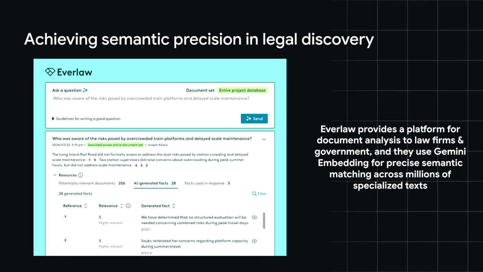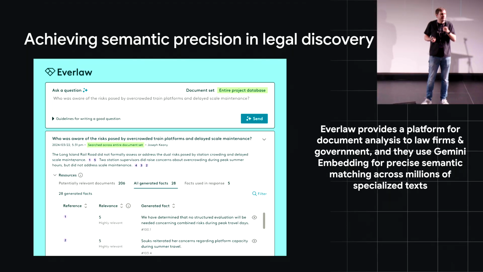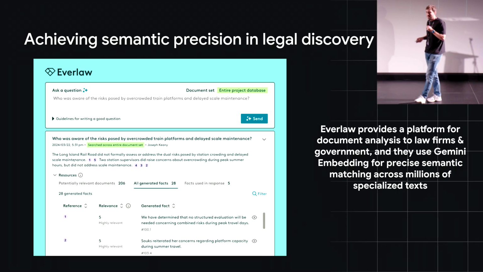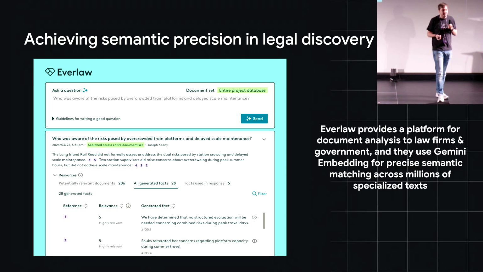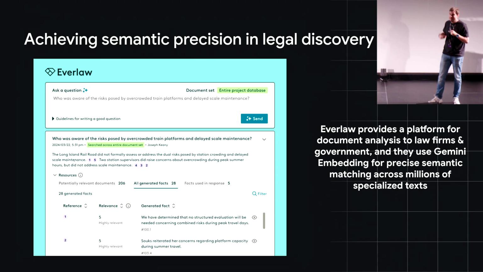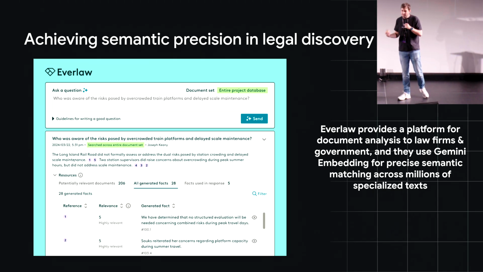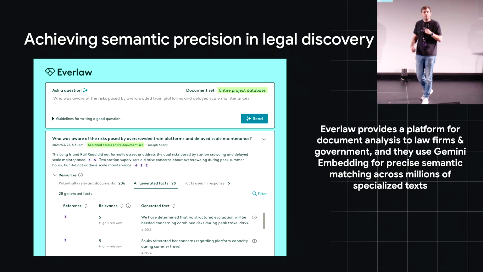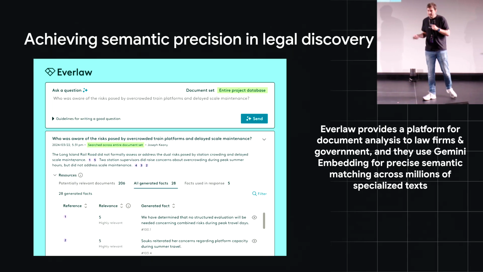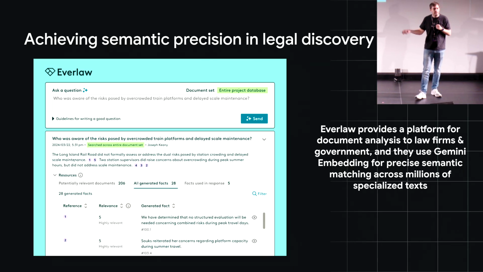I also want to give a highlight to customers that are already building with this. For me as a developer and developer relations engineer, it's always really nice to see when developers and customers already put this in action. So this is Everlaw, which is a platform for document analysis for law firms. They have a RAG system over millions of specialized texts, and they build with Gemini embeddings.